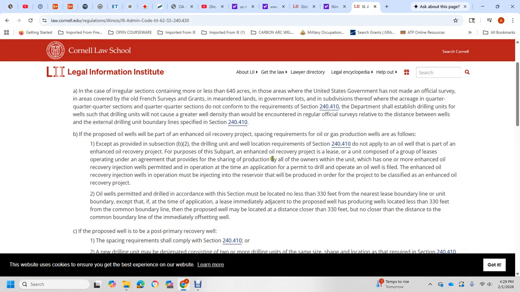An enhanced oil recovery project is a unit or part of a group of leases operating under an agreement that provides for sharing the production of all the owners of the unit, in which one or more enhanced oil recovery injection wells are permitted and in operation at the time the application for a permit to drill the operating oil well is filed. The enhanced oil recovery injection well's operation injects into the reservoir to be produced in order to project the class of the enhanced oil recovery project.